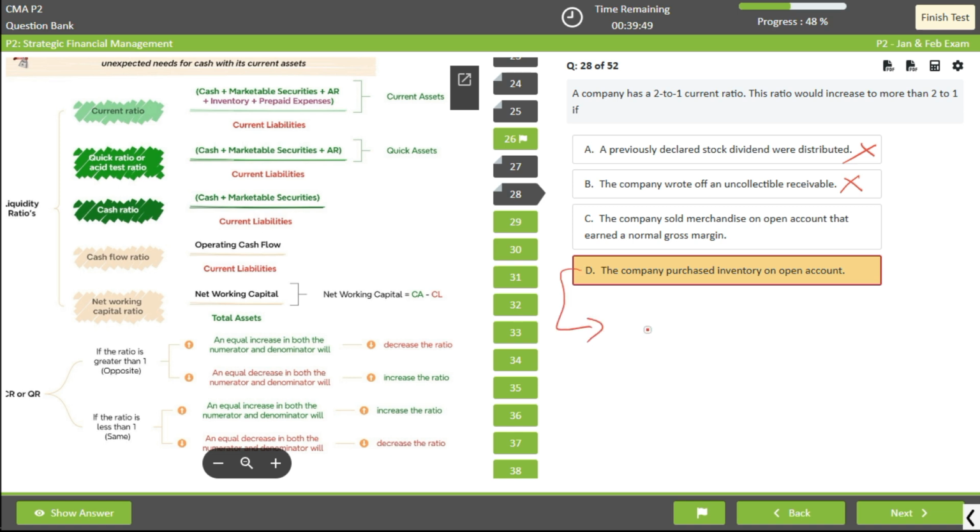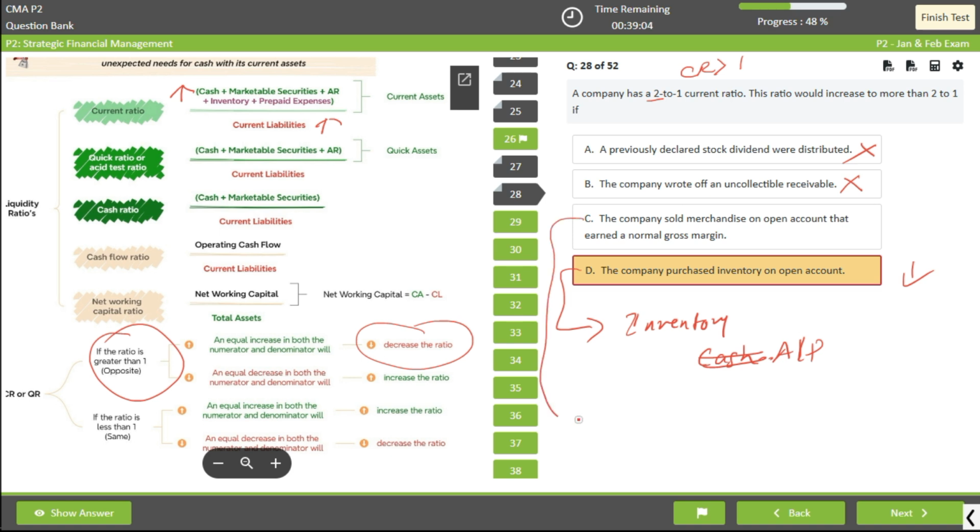So when you are purchasing inventory on account, you are going to debit your inventory and credit your cash. Debit inventory and credit cash means what? It's an open account, it's not cash, it's accounts payable. So your inventory is increasing and your current liability is increasing. Here the current ratio is 2, so the current ratio is greater than 1. If the ratio is greater than 1, an equal increase in both the numerator and the denominator will decrease the ratio. So here the ratio decreases.